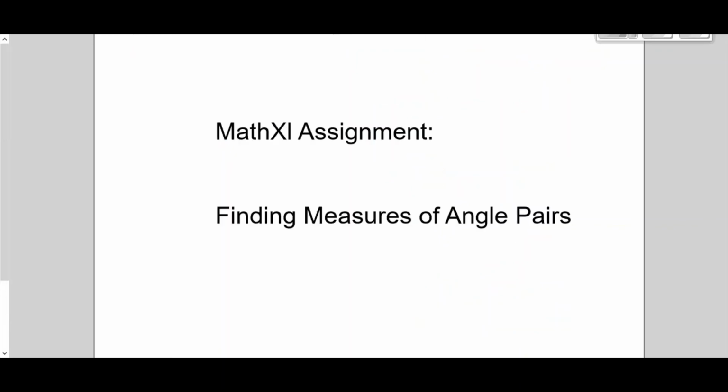So this does it for finding measures of angle pairs. Again, we saw a lot of repetition in these. We saw vertical angles were used frequently. Linear pairs were used frequently. Complementary angles were used a little bit. Supplementary angles were used a lot. So just remember, it's a lot of using the vocabulary. So if you need that cheat sheet out, please use it.